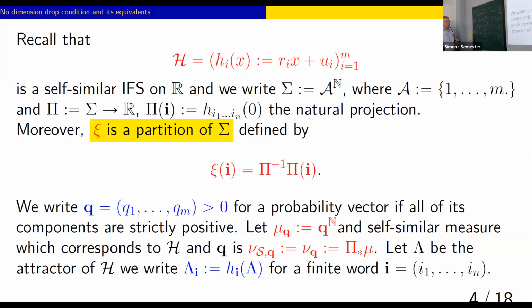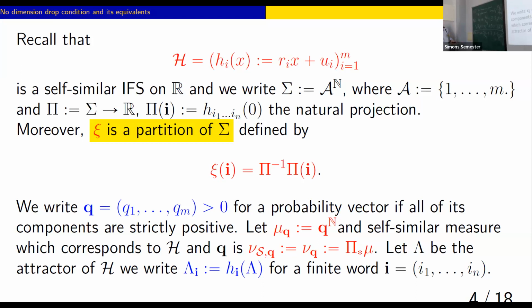And then the self-similar measure, I'm sorry, this is not S. In many cases it is S, but this time it is not S. This is a typo. It should be H, because H is the system. So nu_{H,q} is the push-forward, and this is the self-similar measure corresponding to the iterated function system H and probability vector q. We write lambda_i for this cylinder.